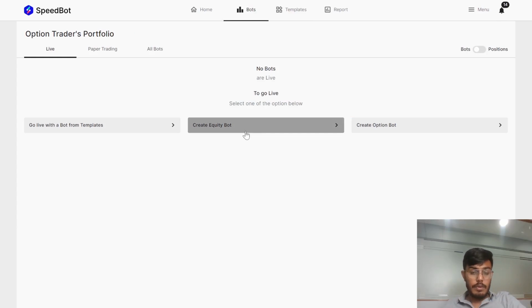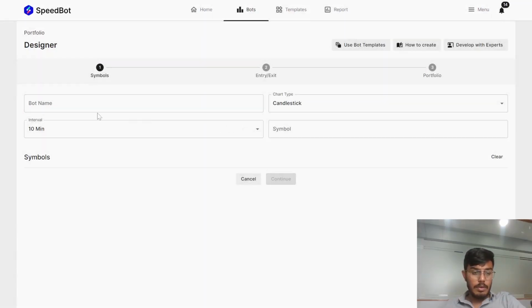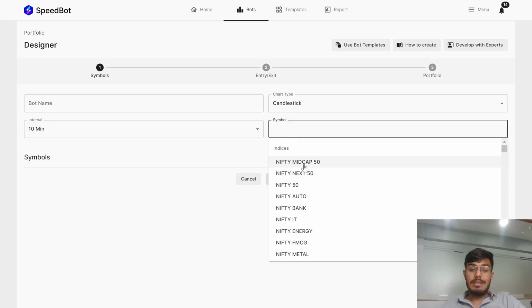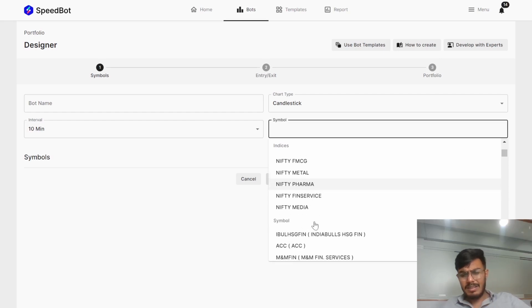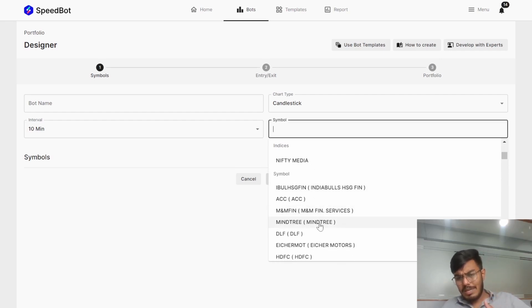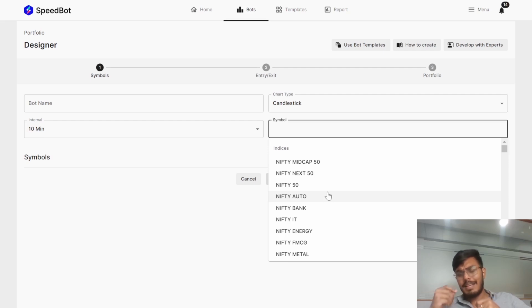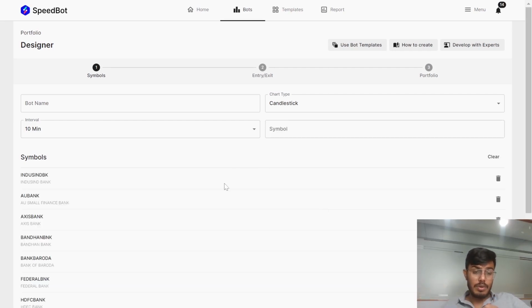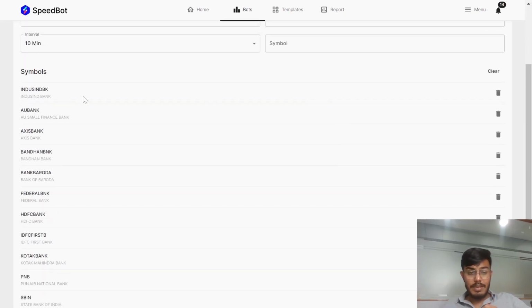Over here, you can see the create bot button, create equity bot, my bad. Whatever bot name you would like to mention, you can have it. And over here, as you can see, there is a list of indices: the Nifty 50, the Nifty Bank, Nifty IT, everything. Apart from that, you will have the individual symbols. Let us say you want an algo created just for the Nifty Bank stocks. If I select the Nifty Bank, all the bank stocks will get populated.